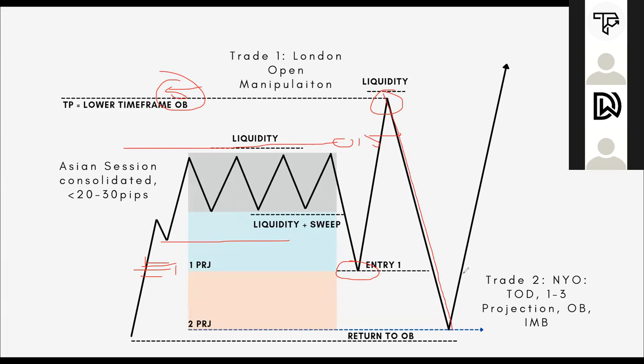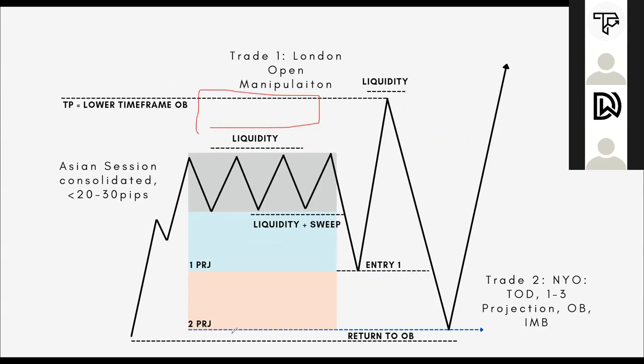And I know some of you have seen this happening on GU and EU, where we have the Asian session and then price is just erratic and then it moves in a direction. What's happening in here? It's actually very simple. Price is just accumulating orders, taking liquidity. It's taking the liquidity on the upside, it's taking liquidity on the downside before it moves in the right direction.